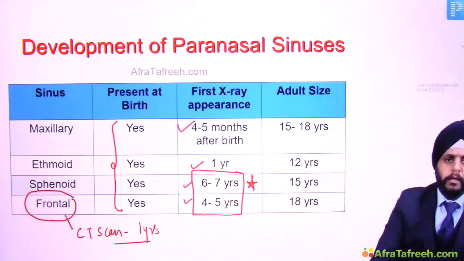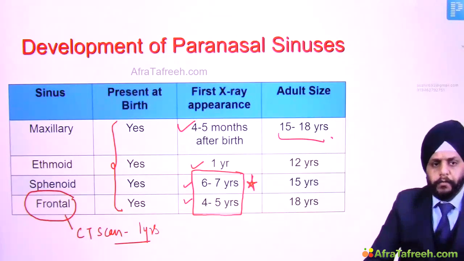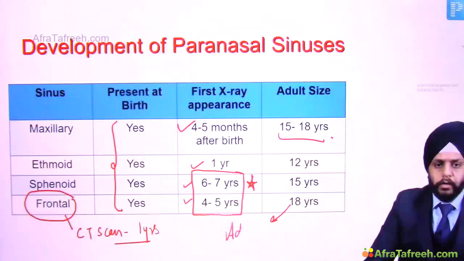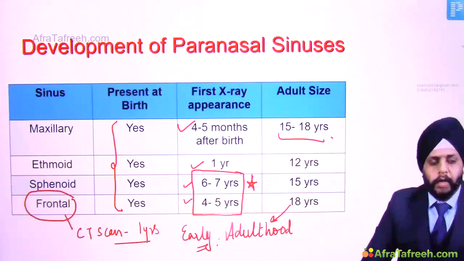Adult size also we have discussed. Maxillary sinus 15 to 18 years, ethmoid 12 years, sphenoid 15 years, and frontal 18 years when we reach adulthood. So early adulthood, the 18 years, that is for frontal sinus.